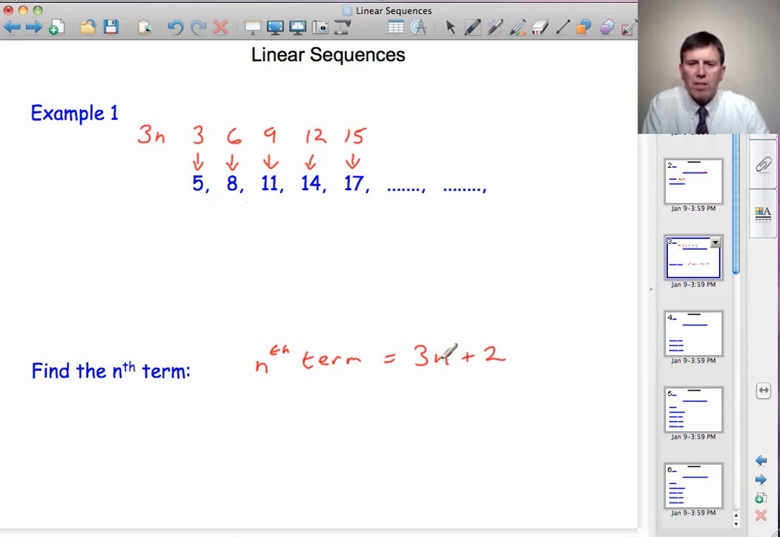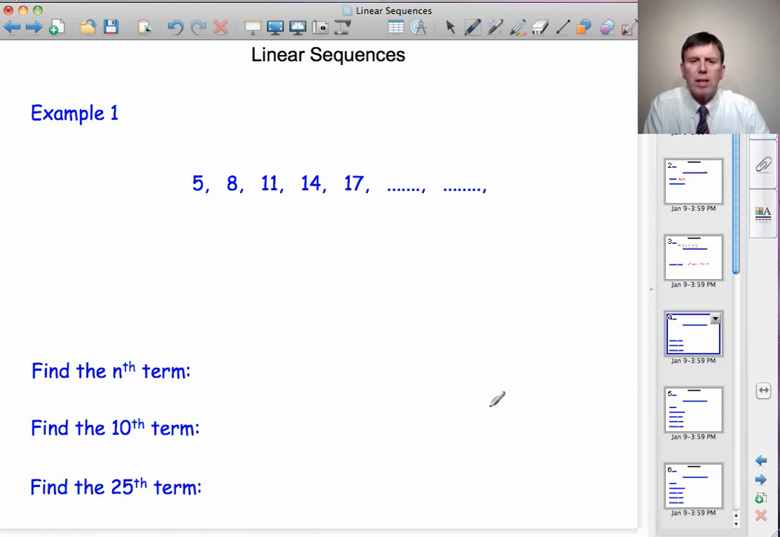3 times 5 is 15, plus 2 is 17. And that tells me what the fifth term is in the sequence. So our formula for the nth term is 3n plus 2. But why would we want this formula? Well, we want it so that we can calculate any term in the sequence without writing it out.